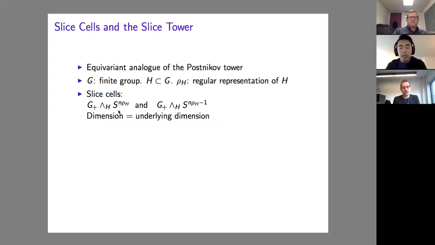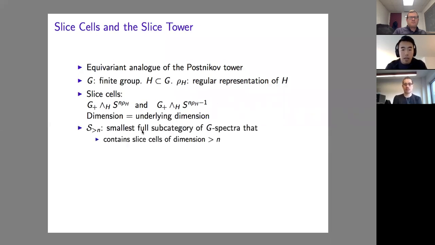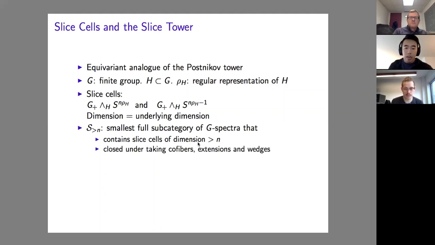So the dimension of these slice cells are going to be the underlying dimension of each of these representation spheres. And given these spheres, I'm going to define S greater than N to be the smallest full subcategory of G spectra that contains all the slice cells of dimension greater than N, and I close it up under taking cofibers, extensions, and wedges.